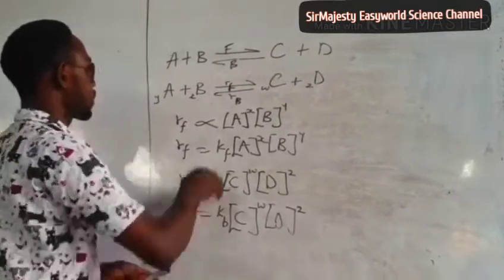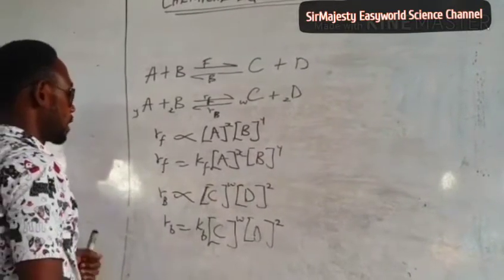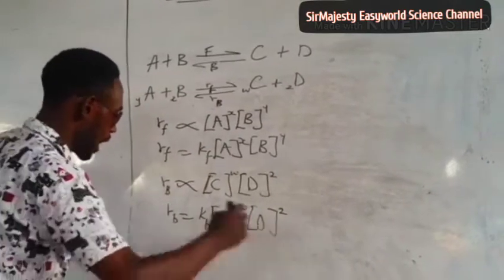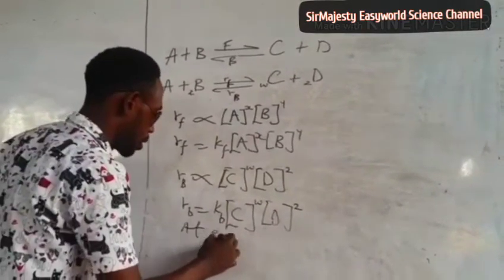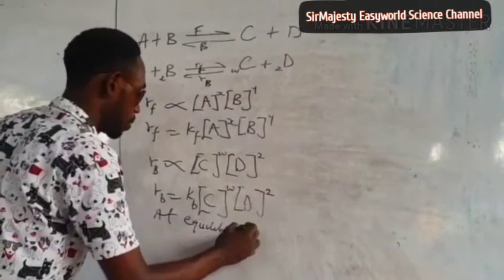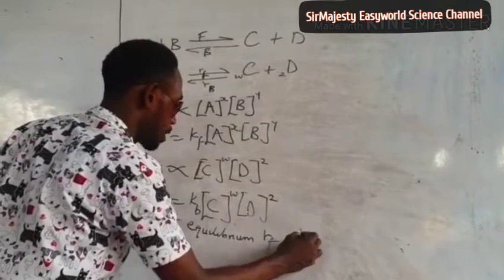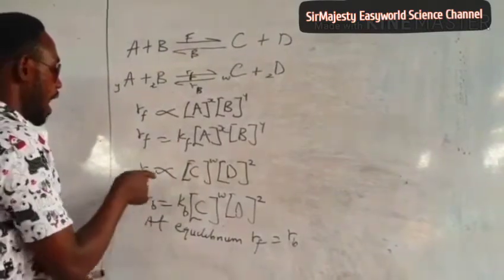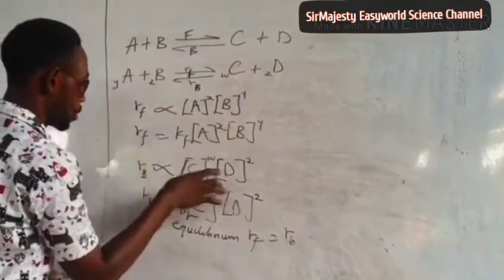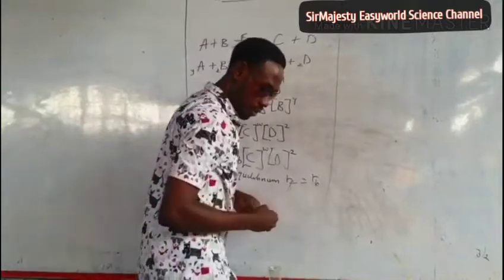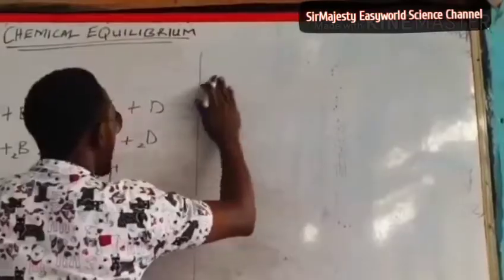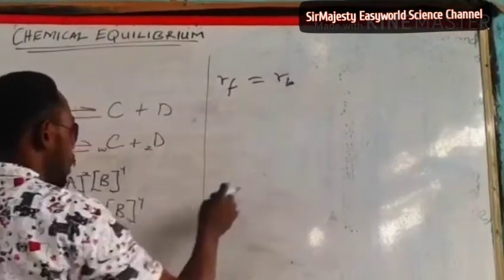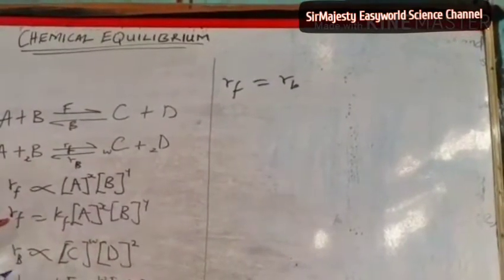Now, when do we say that this reaction is at equilibrium? It is at equilibrium when the rate of the forward reaction is equal to the rate of the backward reaction. At dynamic equilibrium, Rf is equal to Rb. That is, the rate at which the forward reaction proceeds is equal to the rate at which the backward reaction proceeds, which means I have to equate the two expressions.